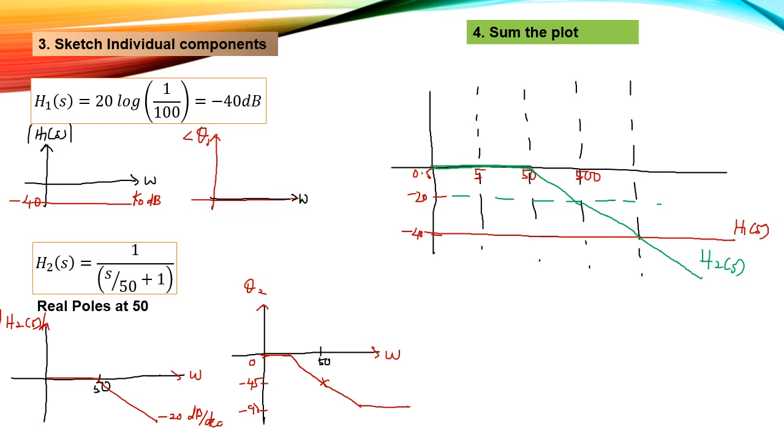Next, sum them up. To sum them up, you need to look at the reference line. The first reference line is at 0, and then you total the lines by decade. The first one, look at from 0.5 to 5. You have a 0 slope. This is 0 value, and then plus negative 40. So 0 plus negative 40 equal to negative 40. Same goes to 5 to 50.